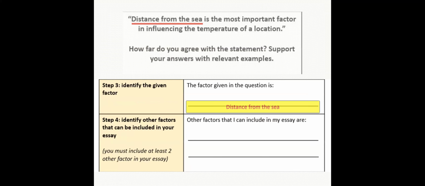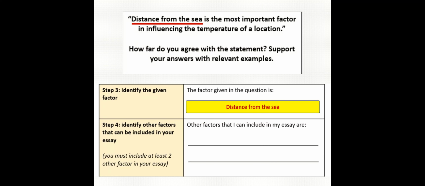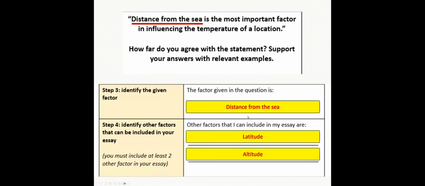Like what I have mentioned, ladies and gentlemen, you always have to talk about the given factor. The factor given in this question is distance from the sea. So one of your patties has to be about distance from the sea. And then remember, you have to write 2 other factors. So in total, 3 patties. 1 patty is distance from the sea. What are my other 2 patties about? All right. For my G2 students, you only have to make 2 patties. That means you will talk about distance from the sea and you will talk about 1 other factor. But for my G3 students, you all need to write 3 body paragraphs, meaning 3 patties. So other factors that I can include in my essay are latitude and altitude. So basically in my essay, I'm going to argue, is it latitude, is it altitude, or is it distance from the sea that is the most important factor in determining the temperature or how hot or how cold a location is.